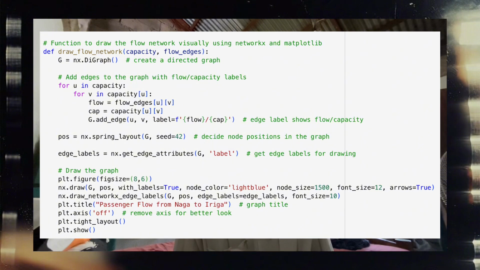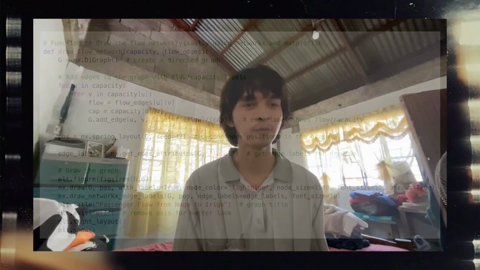So the last function was draw flow network. It's just for visualizing the result. It shows us the network like a map with arrows labeled with flow and capacity. For example, it may show something like 20 over 40 between Naga and Pili, meaning 20 out of 40 seats were used. So it helped us understand how the flow was distributed through the network.